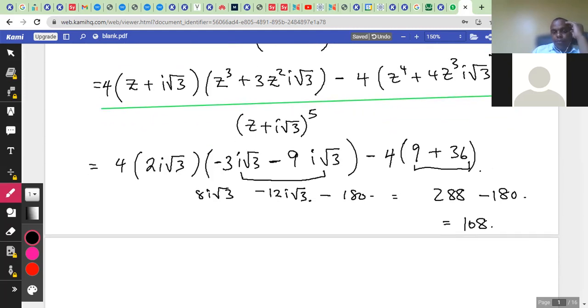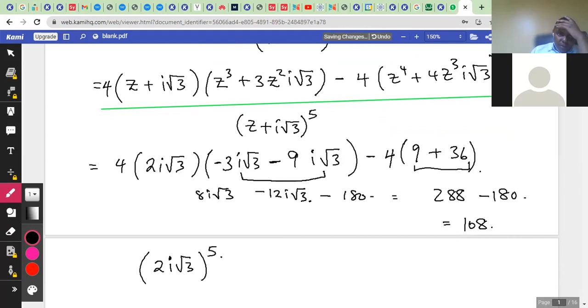And in the denominator, we have 2i square root 3 multiplied by, powered by 5. Yes, it was 5. So it's going to be 32. 2, 4, 16, yes, 32, times 9, 9 square root 3, i root 3. And then 32 times 9 is 288. It's positive, sorry. So it's going to be 108 over 288i square root 3.